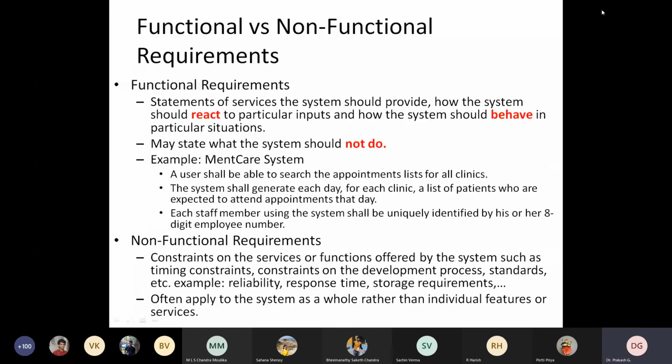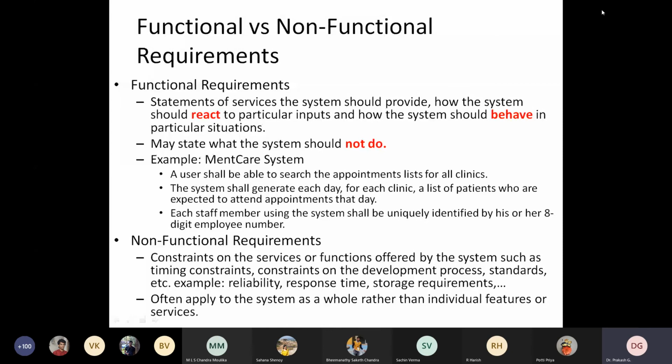Now what I am talking about is functional versus non-functional requirements: how the system should react or behave, and it also states what the system should not do. From our MENCARE system, you can see the functional requirements. A user shall be able to search the appointment list of all clinics. The system shall generate each day, for each clinic, a list of persons to attend appointments that day. Each staff member using the system shall be uniquely identified by an employee number. These are the basic functionalities or functional requirements we have to think about.